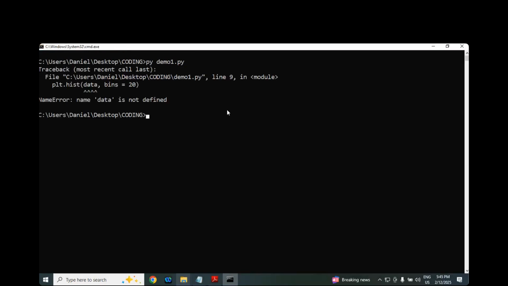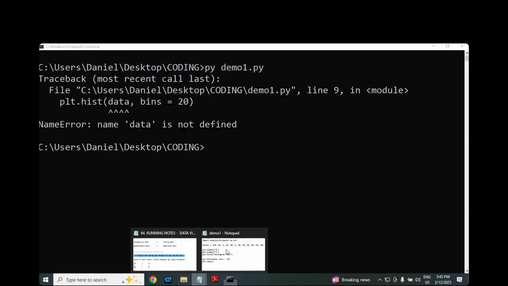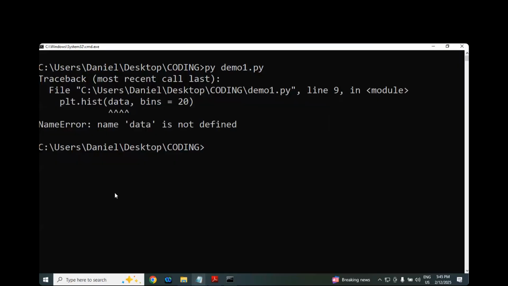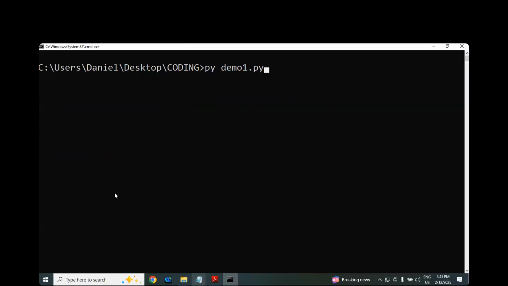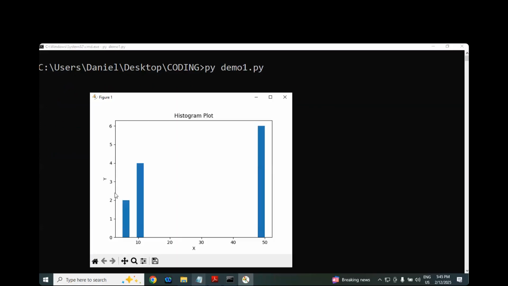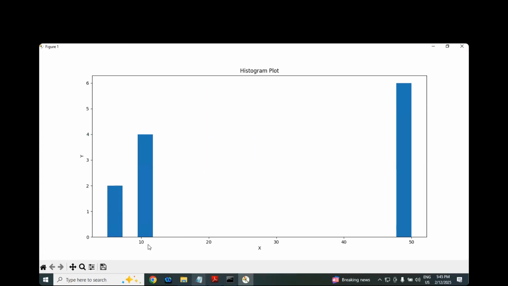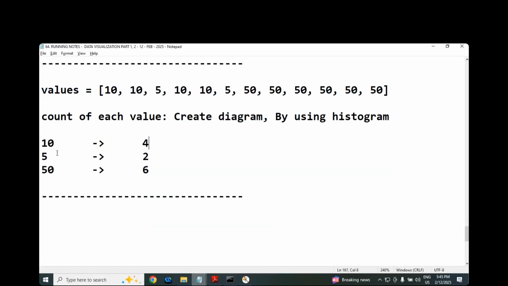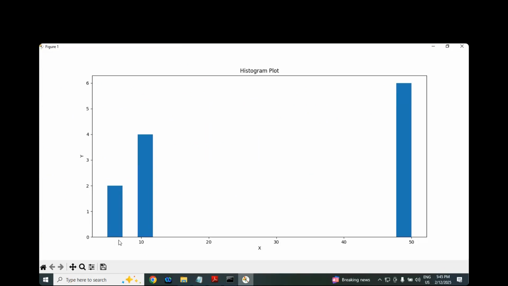Good. Talk with me, sir. Instead of data, what do I need to provide? Values. Very good. Make a note on this one. Yeah, we already know. Now in the result, how many times did 10 come? 4 times. 2, how many times? 5, how many times? Look at the diagram. This one is 0, 5, 10, 15, 20. This one is a 5. How many times? 2 times.